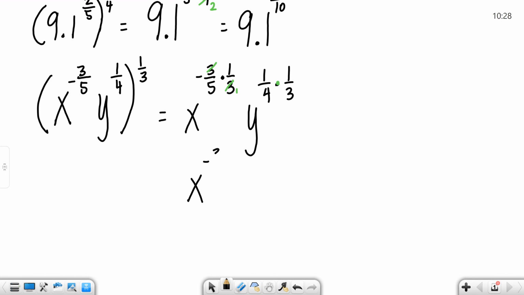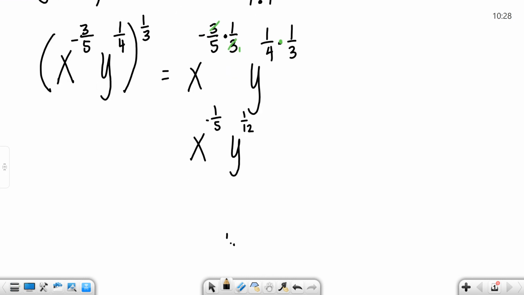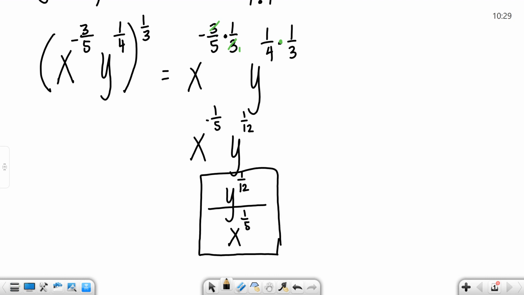So I end up with x to the negative 1/5, y to the 1/12. Now that negative 1/5, you can never leave a negative exponent in your answer. So that means that x to the 1/5 has to go to the denominator, but the y to the 1/12 stays in the numerator. So this is what my answer would look like.